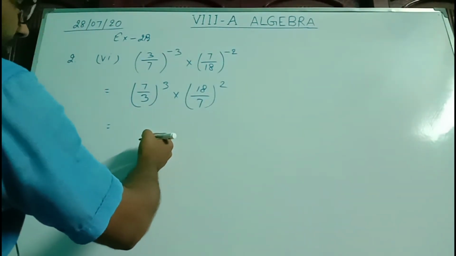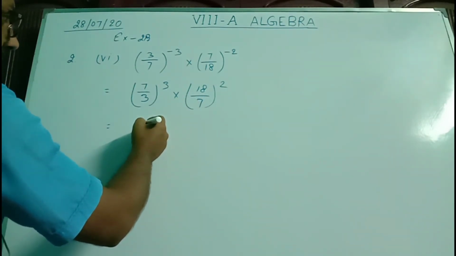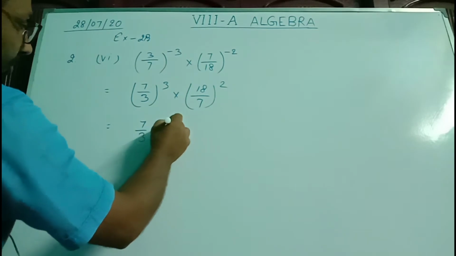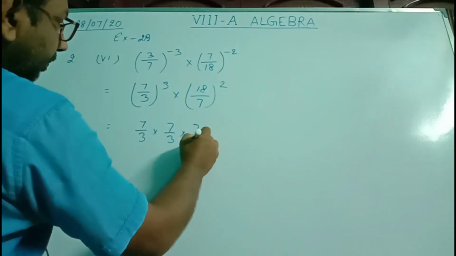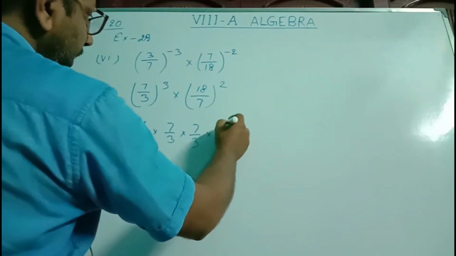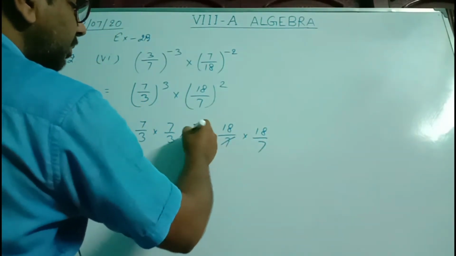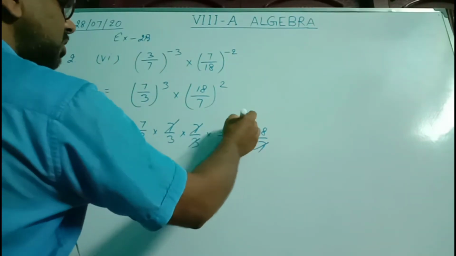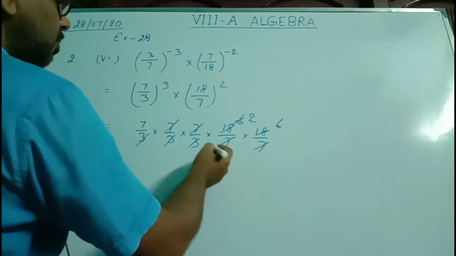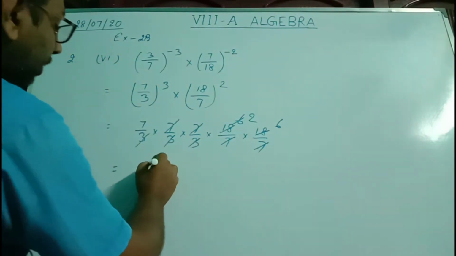If you want to write it in the expanded form, we can write 7 by 3 into 7 by 3 into 7 by 3 and here 18 by 7 into 18 by 7. This 7 cancels, this 7 cancels, 3 6s are 18, 3 2s are 6, 3 6s are 18. So this became 6 2s are 12, 12 into 7, 84.